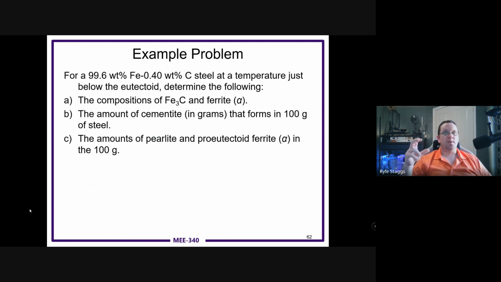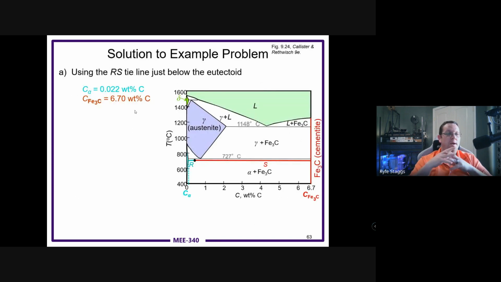So the amount of actual cementite that forms. We're looking first for the composition of the carbide and ferrite. So what are the ratios? What are the weight fractions? Then the amount of cementite in grams for 100 grams of this steel, and then the amount of perlite and the proeutectoid ferrite that's going to be in that 100 grams. So what does that look like, and how does that form overall? The perlite is going to be interesting because these two are not going to be the same number. They can't be mathematically, but it'll maybe make some more sense why.